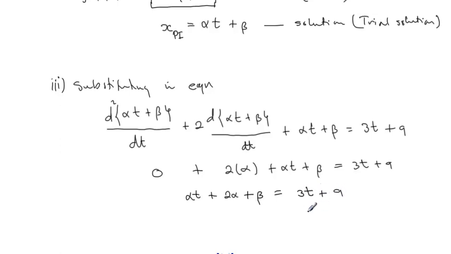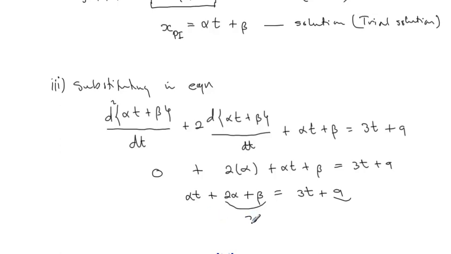Now, if you look at what we've got here, we've actually got linear expressions. In other words, the power of t on the right-hand side is 1, and the power of t on the left-hand side is 1. The independent term on the right-hand side is 9, and the independent term on the left-hand side is 2 alpha plus beta. If we claim these two are equal, there's no way they can be equal unless the corresponding coefficients are equal. What is the corresponding coefficient to 3? The corresponding coefficient to 3 is alpha.